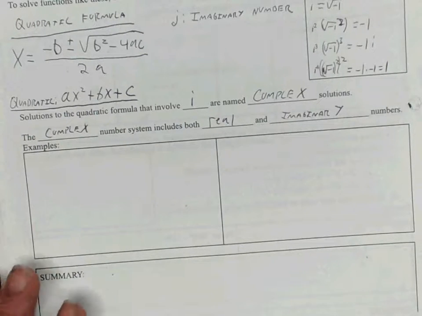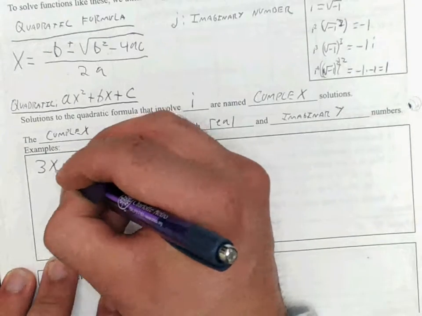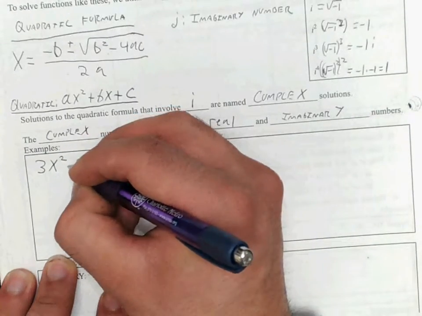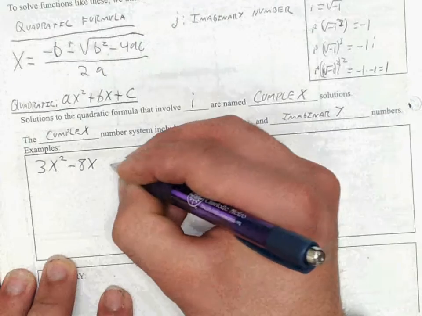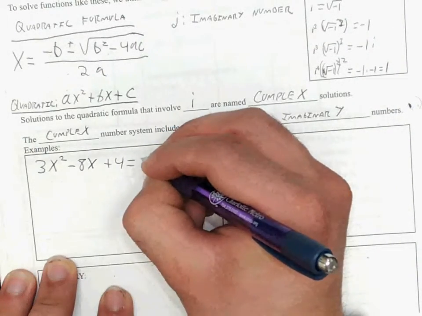Our examples. 3x squared minus 8x plus 4 equals 0.